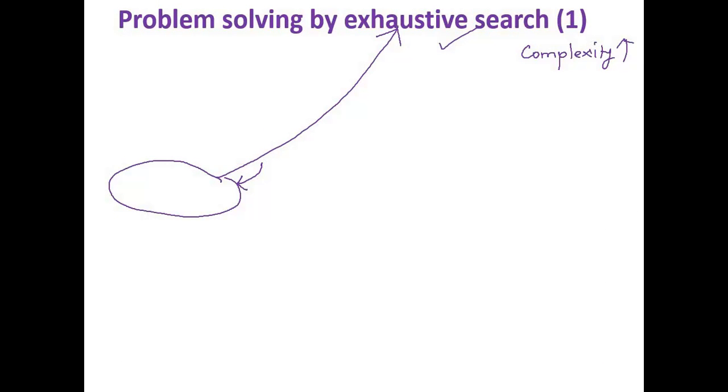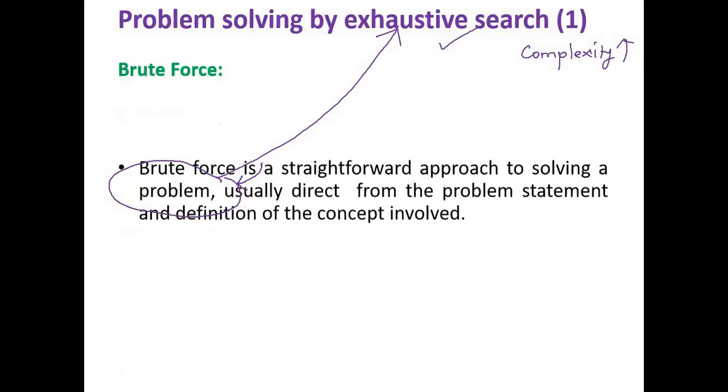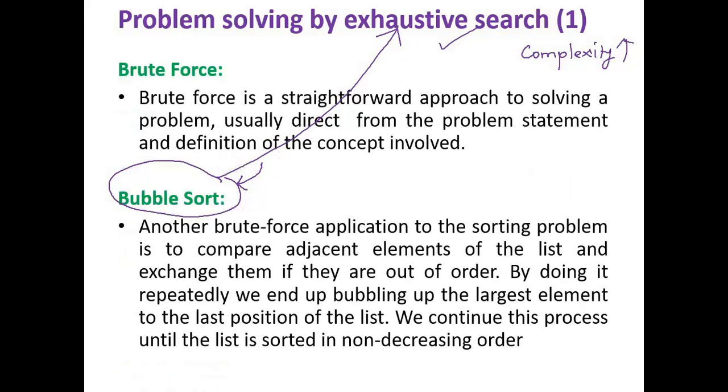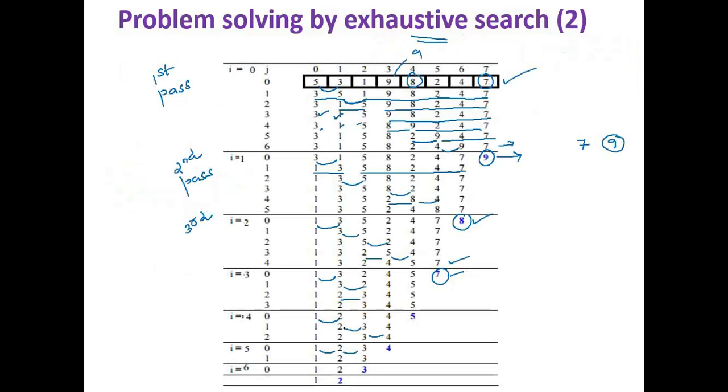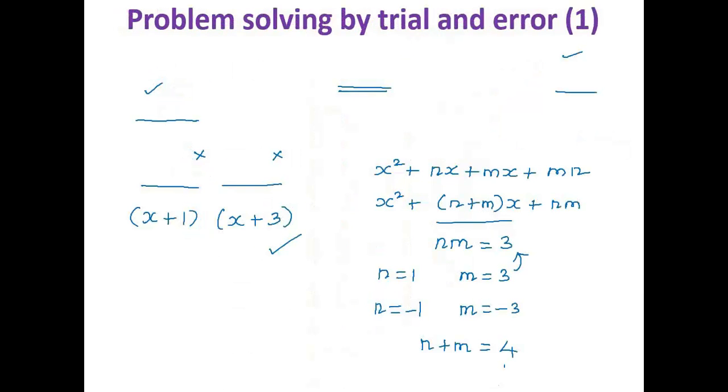Okay, then the exhaustive search. Performance wise it is very good, but the complexity is very high. It is a straightforward solution. Okay, I'm going to check each and every element. Example is bubble sort. There are many passes. Within each pass, there are many iterations. After every pass, the largest element is moved to the end. Okay, this is exhaustive search.